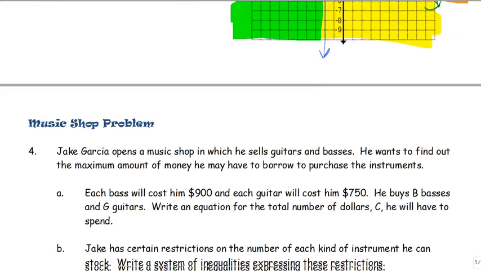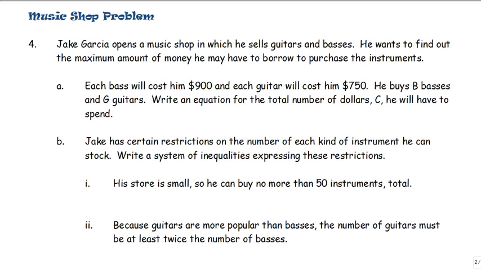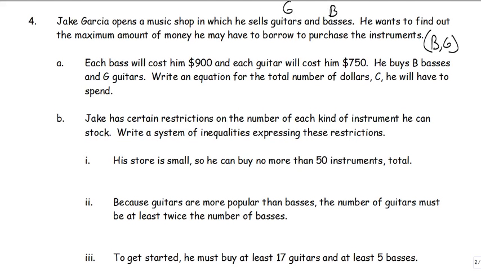Okay? So, Jake Garcia opens a music shop in which he sells guitars and basses. Well, I'm going to call these G's and B's, okay? And I chose to make x B, probably just because of graphing. B is easy to remember as x, and then y is G. Doesn't matter though. So we have B comma G, basses and guitars. We're talking about actual physical instruments.